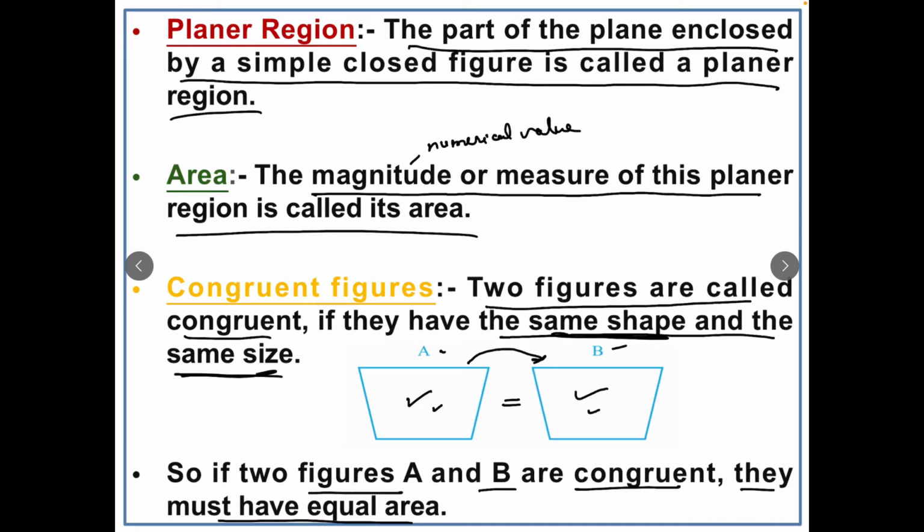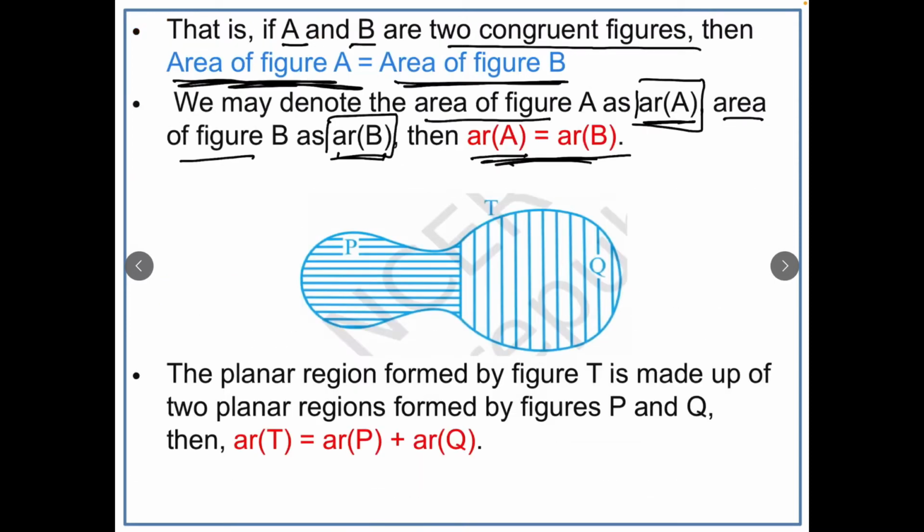Okay, the figures which have the same shape and same size are called congruent figures. Okay, and if two figures are congruent, then their areas have to be equal. We can write this as area of figure A is equal to area of figure B, or in short, we can write this as ar(A) equals ar(B).